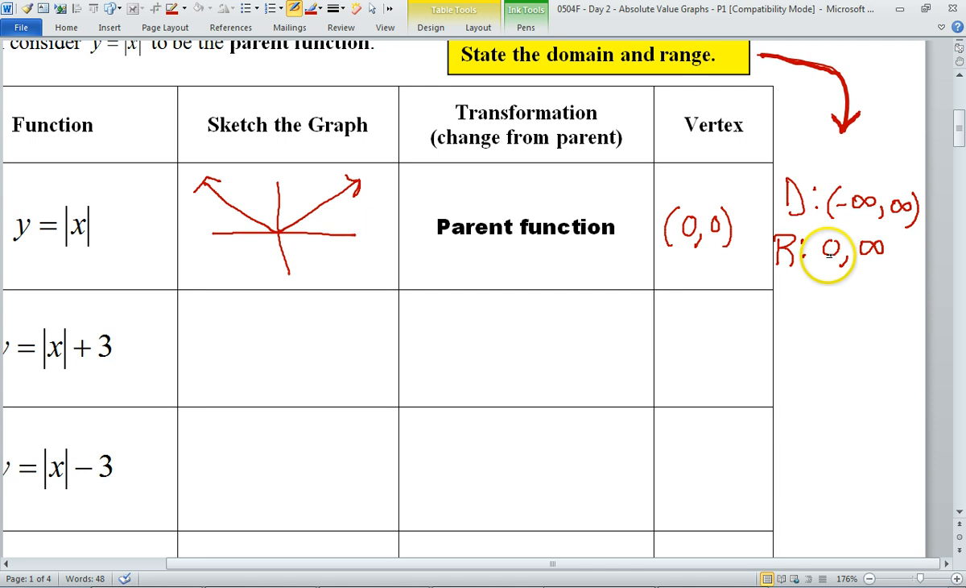Now, is this 0 going to get a rounded parenthesis or a squarish bracket? Squarish bracket, because it touches it. It reaches the 0, no problem. So this would be how we'd write the range, 0 to infinity.